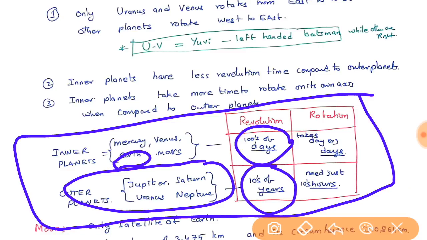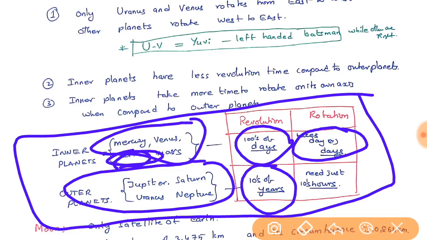Coming to the rotation, Earth rotates in just 24 hours or so. We think of that 24 hours as a day. In the same way, Mercury, Venus and Mars will take some 26 hours, 30 hours, or some take 18 hours, something like that. But the outer planets will take just 5 hours, 6 hours, 10 hours maximum. It takes 10 hours, friends.